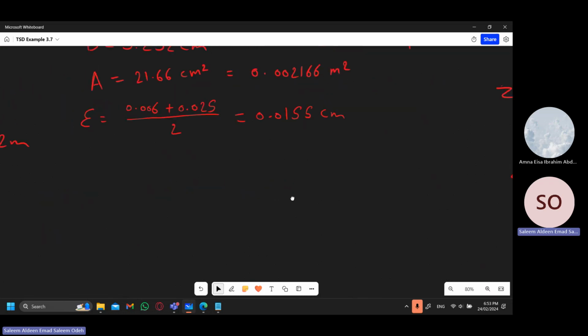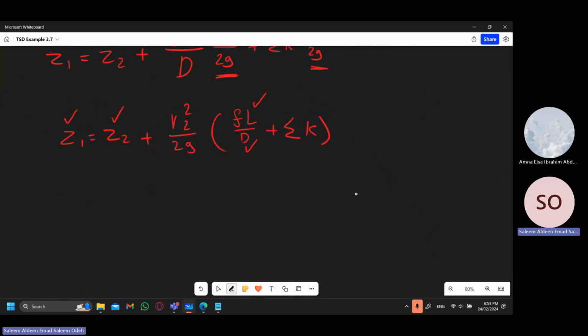Now let's go back to our original equation. Now we have the value for K. The only two values that we don't have are the friction factor and the velocity. So what we will do is rearrange the equation with respect to the velocity and the friction factor. We will have the equation written with V as the unknown and f as the factor. So we will rearrange and play with the equation and plug in the values.